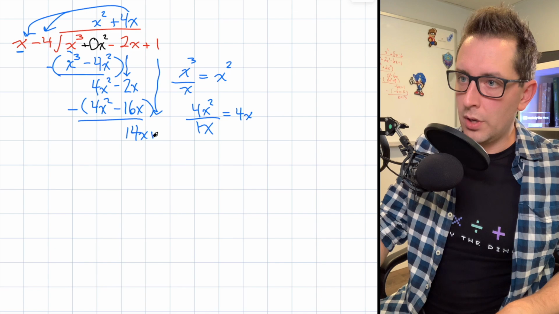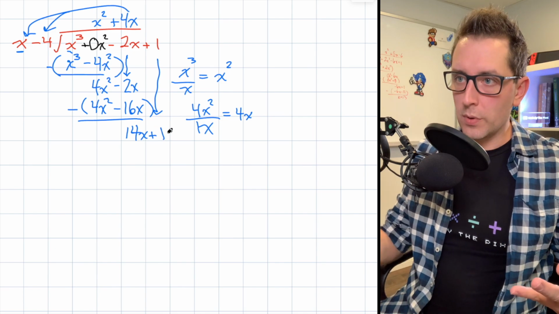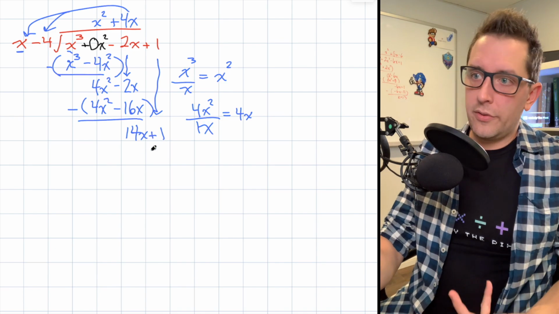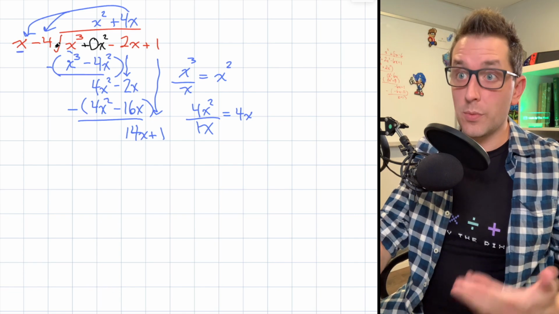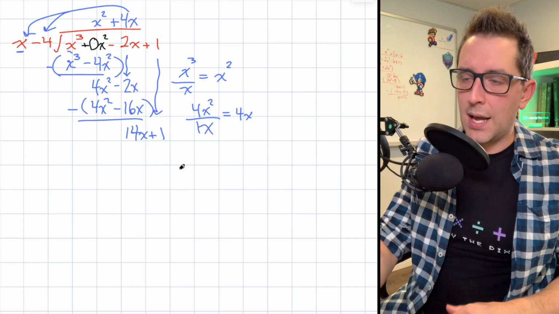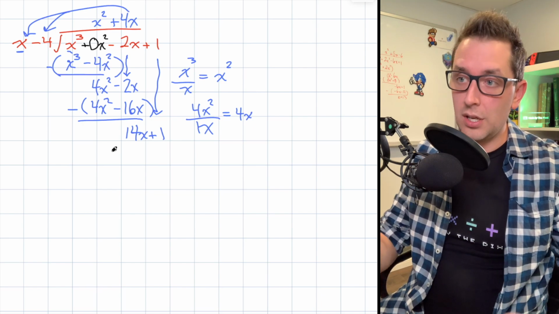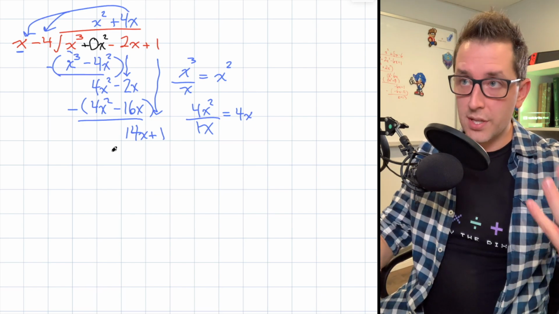We're going to bring it down, and we're going to say, all right, we're working with 14x plus 1 now. Well, let's do some division again. 14x, we're going to divide by the first term in our divisor, which is x. I'm not going to write that off to the side because I think it's pretty clear. 14x divided by x, those x's are gone. We're just left with 14.